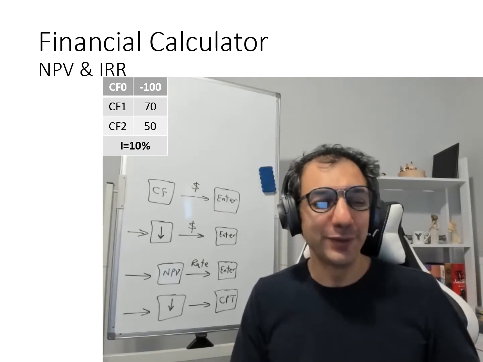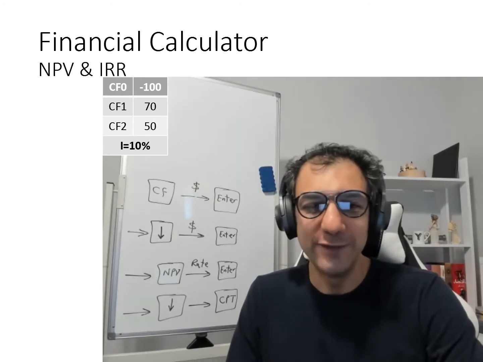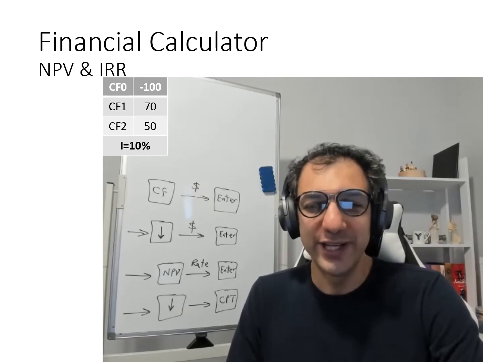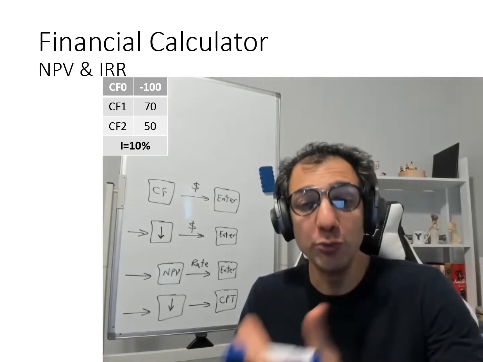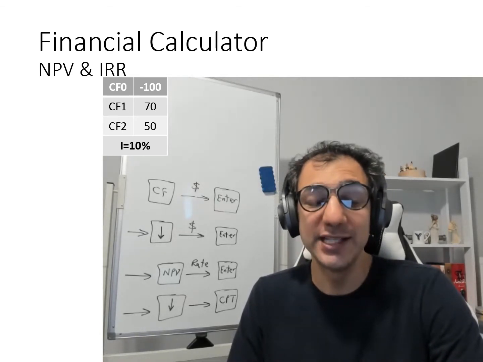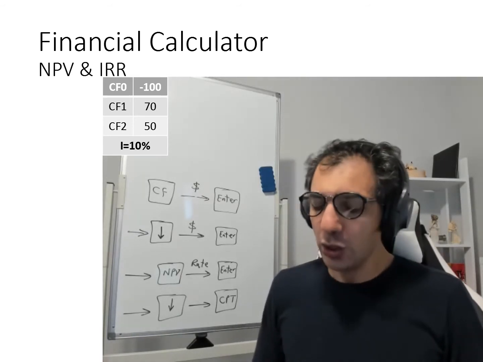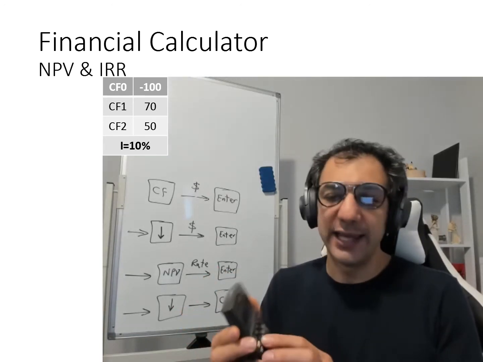Let's go with a very simple example. As you see here, we have an initial investment of $100, so that's a cash flow at year 0. One year from now, you're getting back $70. Two years from now, you're getting back $50. Let's assume your appropriate discount rate is 10%, and based on this, we are going to calculate NPV and IRR. So in your calculator, mainly we are going to deal with the cash flow key.